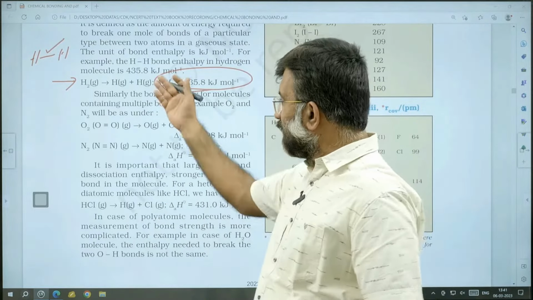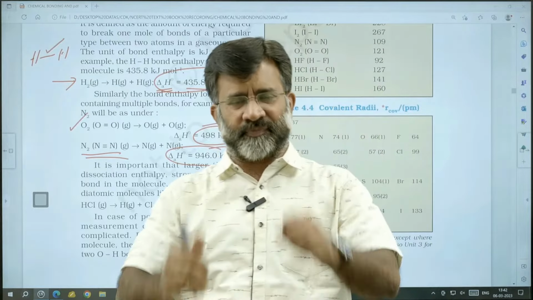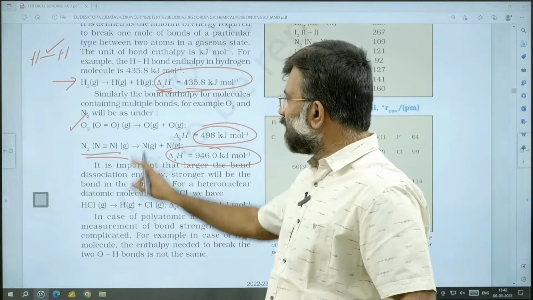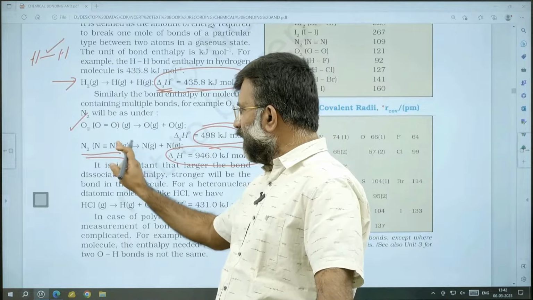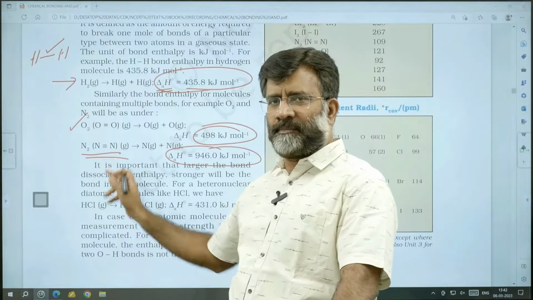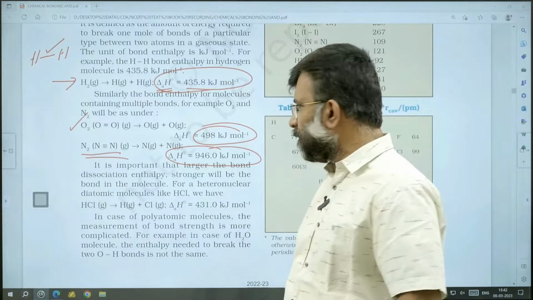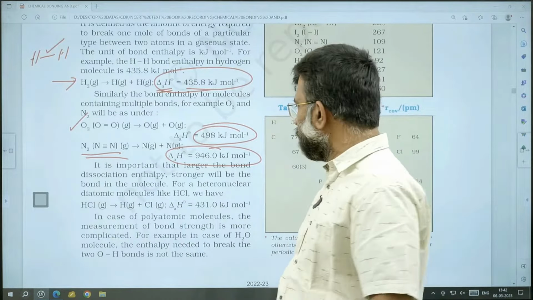You can find it is pretty higher compared to this because it is a O=O double bond. Meanwhile, N≡N triple bond, very much evident from the data, 946. So as the number of bonds increases, bond enthalpy increases because the strength of the bond increases. So this is single bond, this is double bond, this is triple bond, N≡N triple bond, very tough to break. And the value required comes out to be 946.